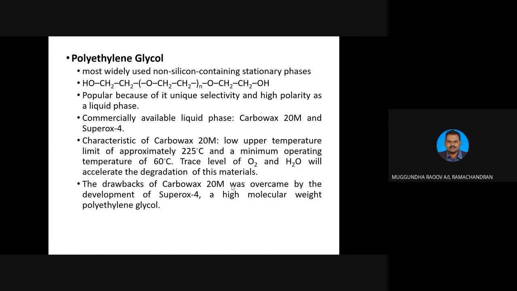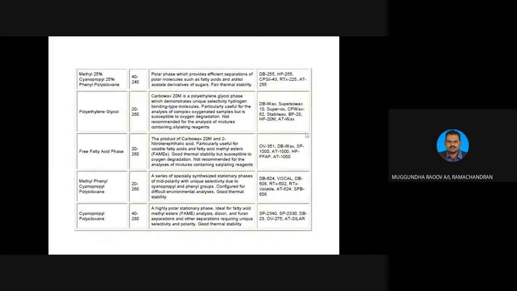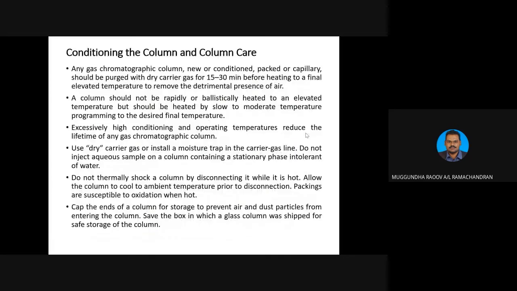Now class, these are the examples of the bonded phase, general use of the phase, and the equivalence. In the market we can actually get all of these. We can have a list of columns for GC chromatography if you want to separate your compounds using GC. So these are all the examples.